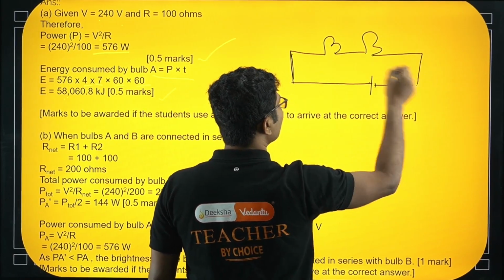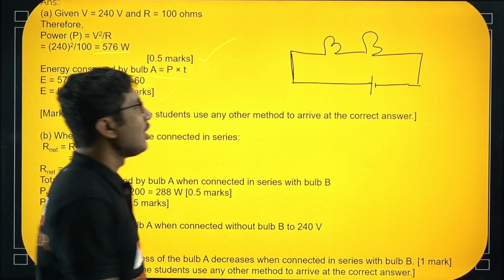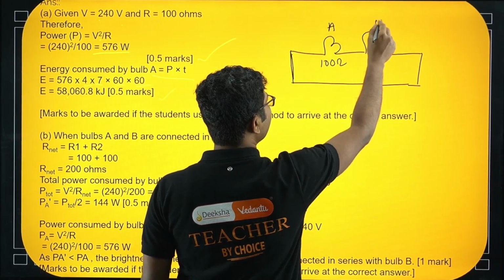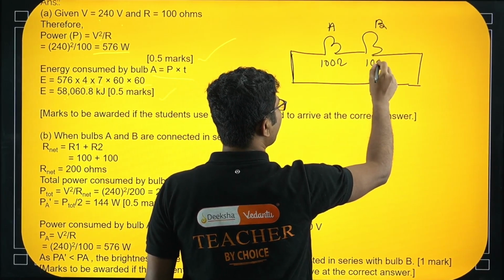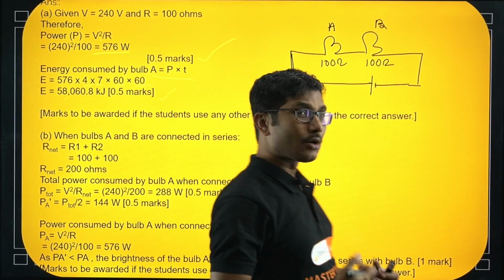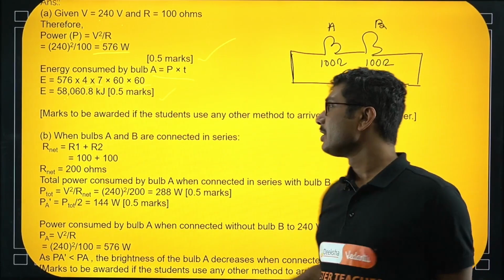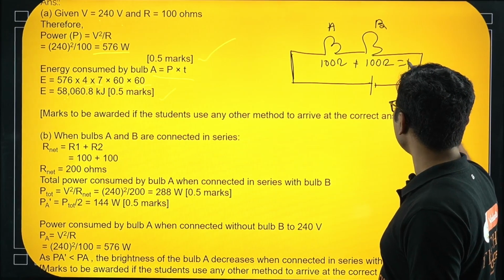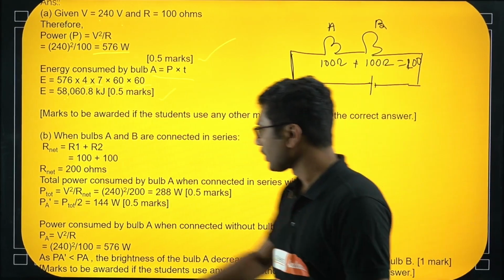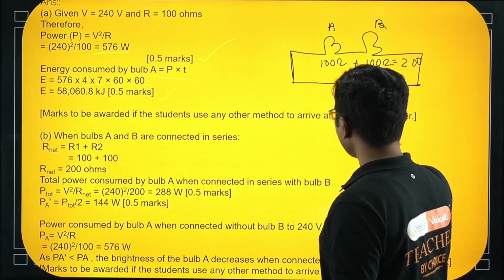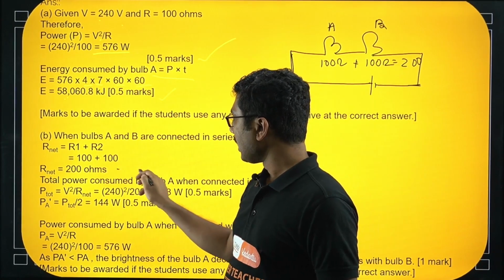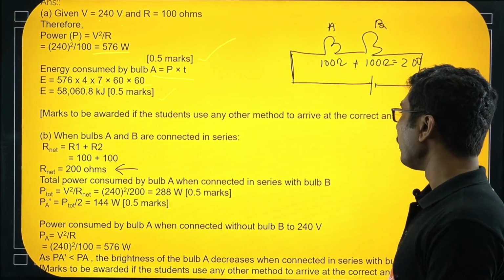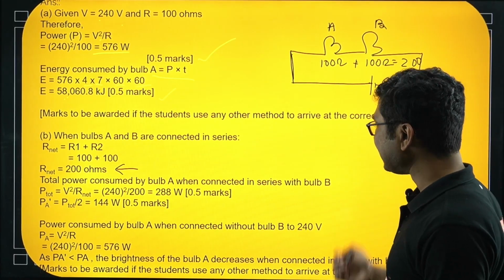So two bulbs, if you connect them in series, both of them have 100 ohm resistance. Similar bulbs, this is bulb A, this is bulb B, and this is also 100 ohm. So basically at their core they are behaving like a resistance, right? So the total resistance will be just addition, so that is 200. So that's what we have done here, the net resistance is 200 ohm.